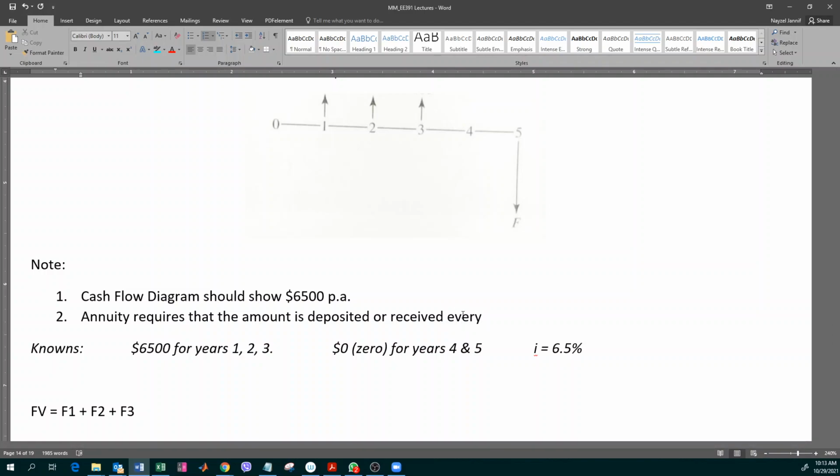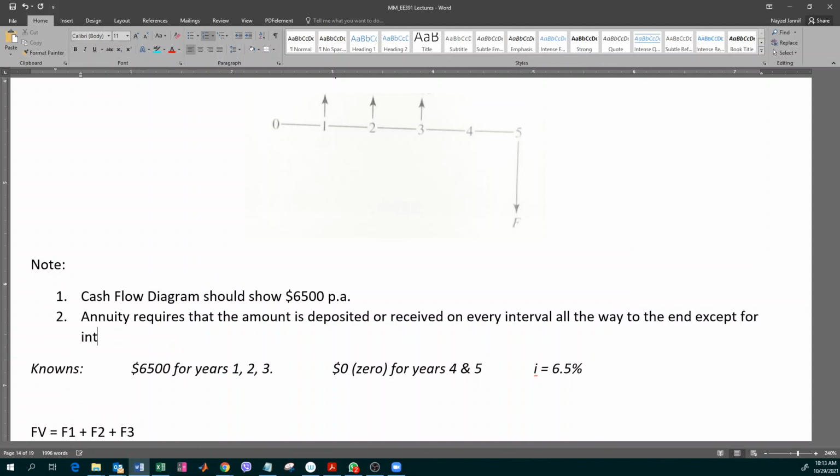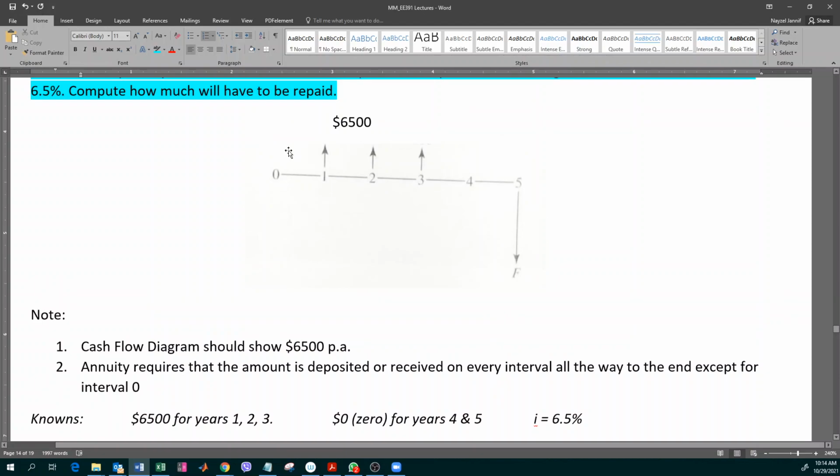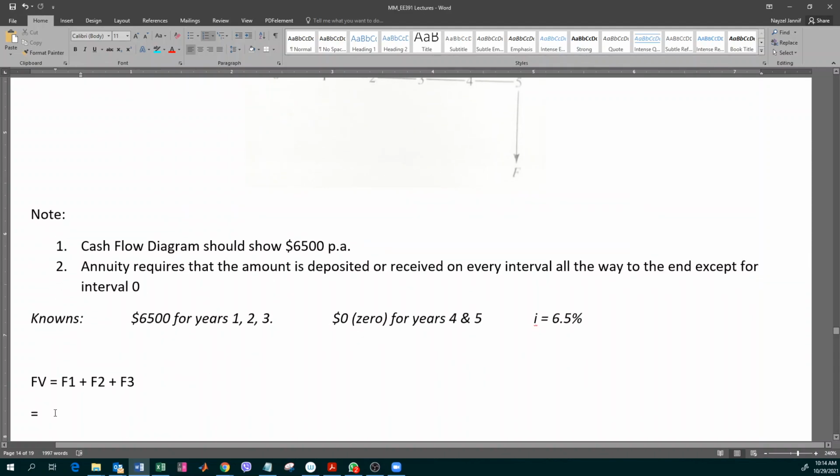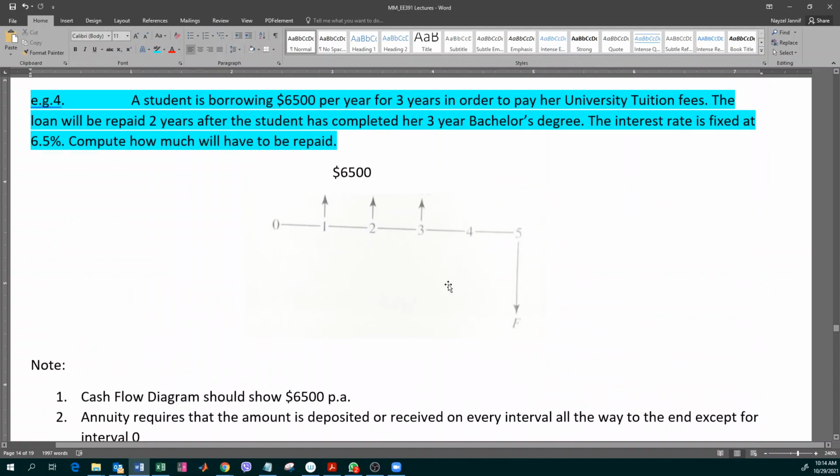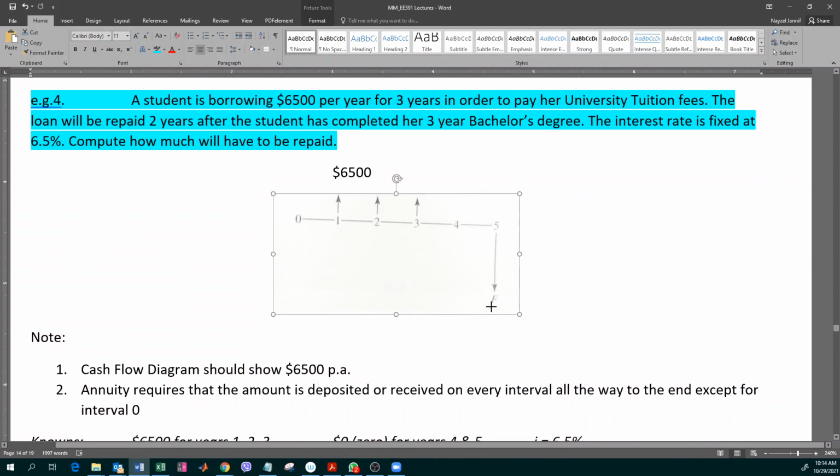on every interval all the way to the end, except for interval 0. Obviously, annuity does not show on the interval 0, but it should go all the way. There should be arrows on 4 and 5. But in this case, there was no 4 and 5. So let's do this problem, guys.